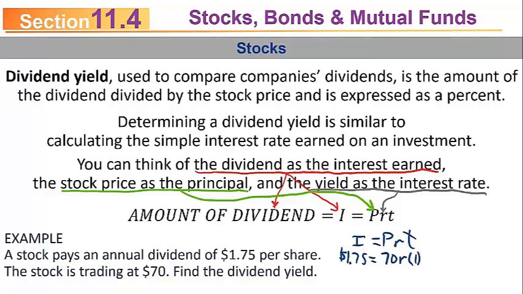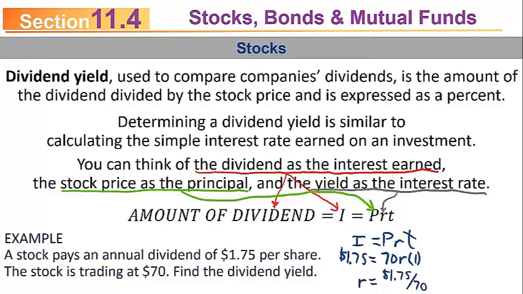You were told that the annual dividend is $1.75 per share, and we talked about the fact that the amount of dividend can be equated to the amount of interest in the I = PRT formula. So the I becomes $1.75. The principal is the value of the stock. The stock is trading at $70, so the P would be 70. It's an annual dividend, so T would be 1, and we're solving for R.